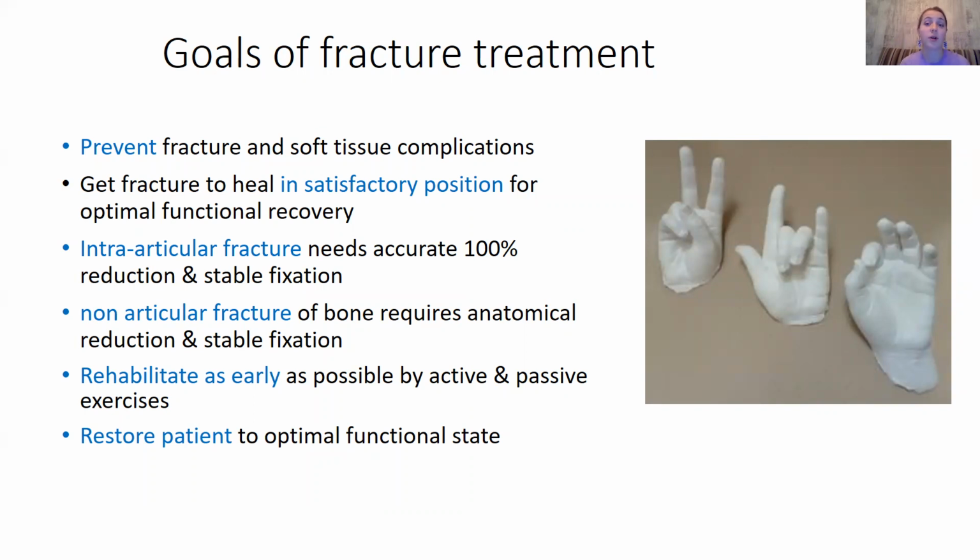The second goal of the fracture treatment will be to get the fracture to heal in a satisfactory position for optimal functional recovery. So we think about the method of treatment. Intra-articular fracture needs accurate 100% reduction and stable fixation. Non-articular fracture of bone requires anatomical reduction and stable fixation, but we don't need a 100% reduction. When we have a non-articular fracture of the diaphysis, we need an anatomical reduction of the length and of the width. That's all.